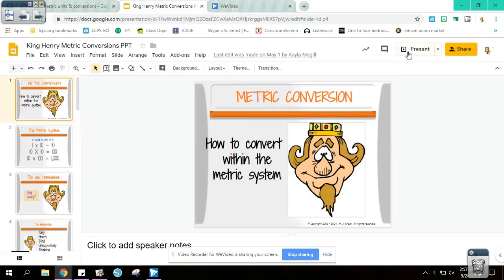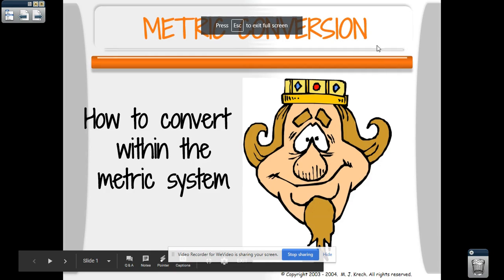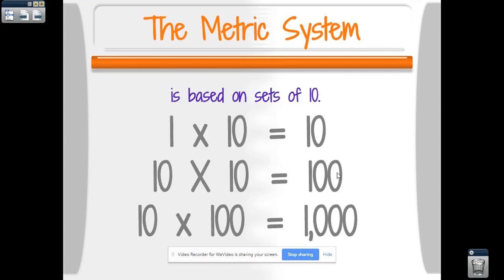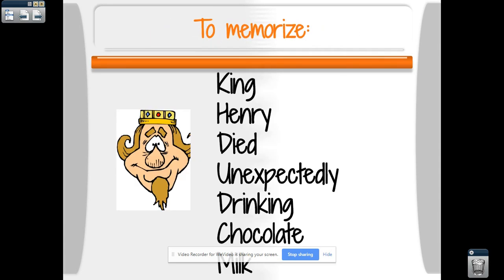Hello, welcome to Practicing Metric Conversions with our dear friend, this very nice looking man right here. This very nice looking man right here is named King Henry. King Henry has a very interesting, yet devastatingly sad and terrible story about his life. King Henry died unexpectedly drinking chocolate milk.